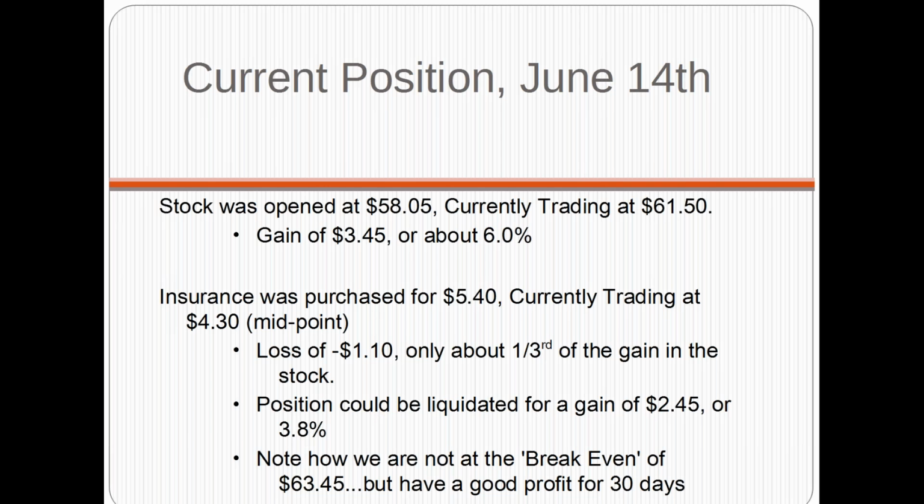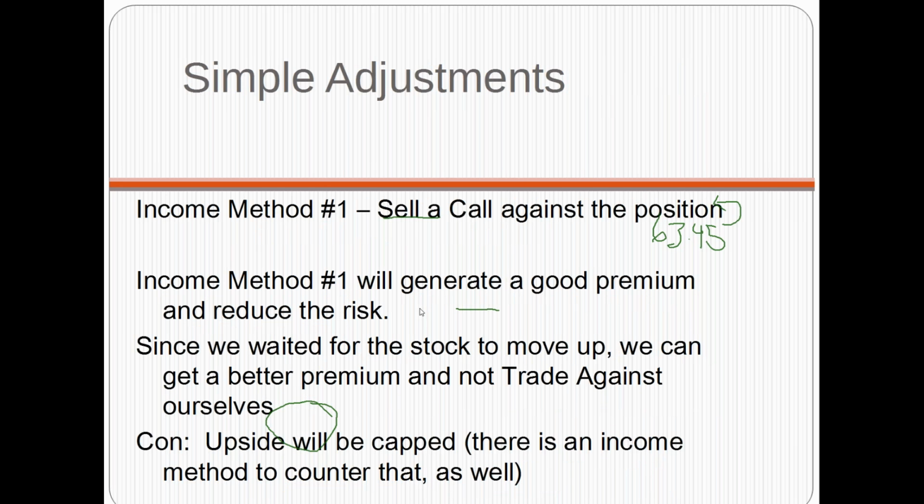Also note, the stock's at $61.50. The static break even, based on our cost basis for buying the stock at 58.05 and buying the put at 540, was 63.45. We're not near 63.45, and we could close now for a gain of about 3.8%. We're not near the break even. That's the advantage. We weren't down 540, we weren't down 345 when we opened the married put. The put is an asset that can be controlled and manipulated.